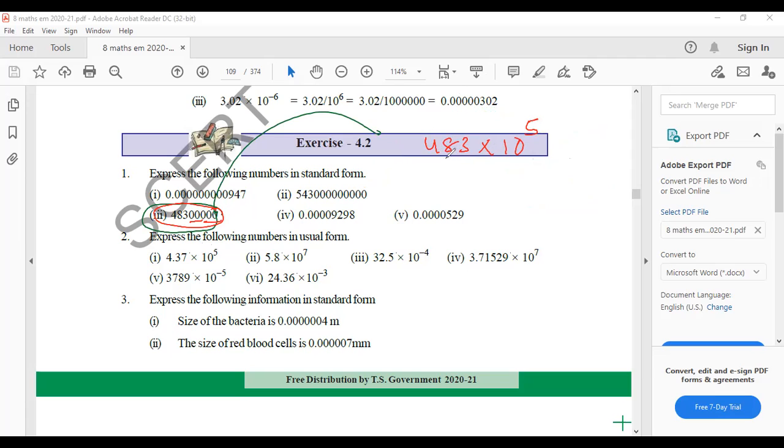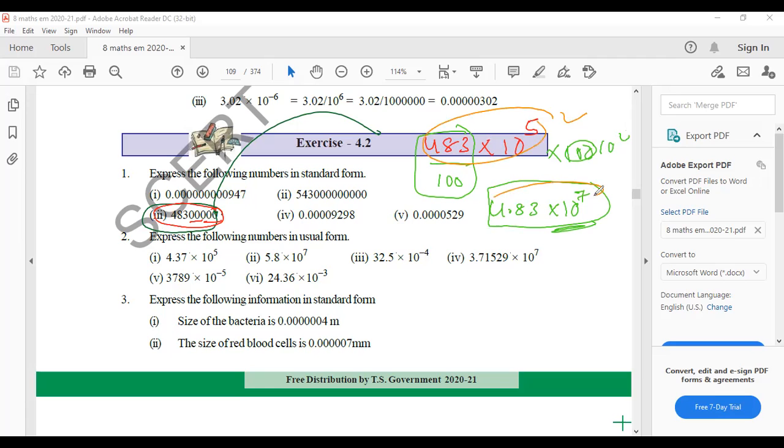If you want to write the point here, you will multiply with 100. So 483 by 100 means 4.83 into 10 to the power of 5, which is already available, and 10 to the power of 2. Total becomes 10 to the power of 7. This is also one answer. Both are correct. Clear for this question? Clear.